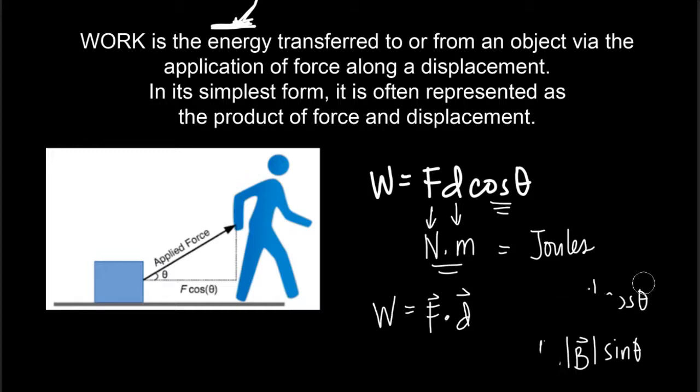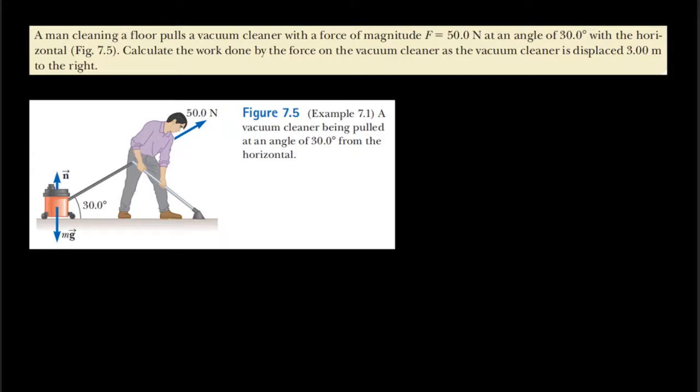Okay, so we have some examples here. A simple one first, no? Here, a man is cleaning a floor and pulls a vacuum cleaner with a force of 50 newtons at an angle of 30 degrees with the horizontal. Let's list down the given. So, our force is 50 newtons. Our angle is 30 degrees, no? And we are going to look for the work done.